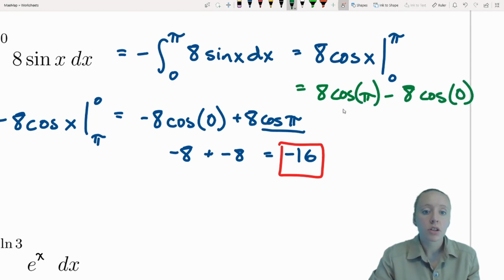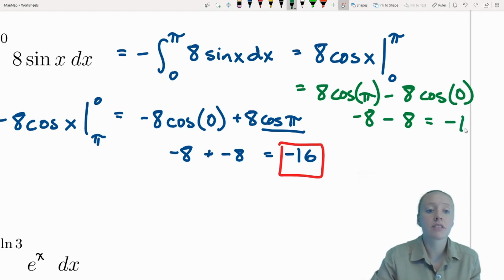Look what happens. Cosine of pi is a negative 1, so I'm going to get 8 times negative 1, which is negative 8, minus 8 times cosine of 0. Cosine of 0 is a positive 1, so that's going to be minus 8. That's going to give me a negative 16.